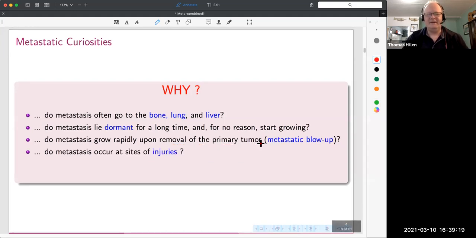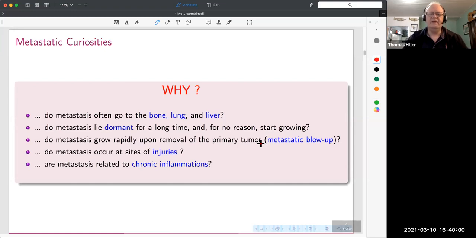Another interesting fact is that metastases occur at sites of injuries. There are reports, for example, when cancer patients have a dental procedure, dental surgery, that right at the surgery wound you observe a metastasis formation. So the wound doesn't heal, it rather forms a source or a niche for metastasis formation. And this has been observed in other contexts where people have broken bones in an accident, say skiing or something, and then they form cancer right there. And then the doctors actually look for a primary tumor somewhere else in the body, which might be the cause.